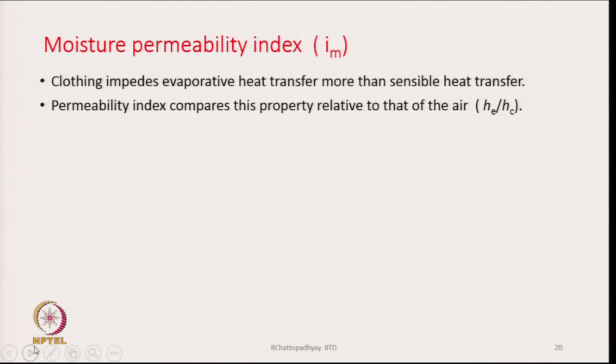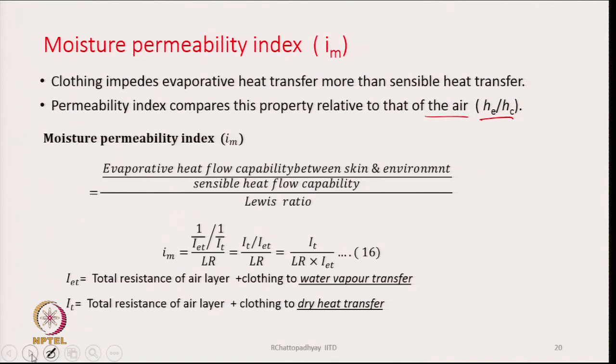Permeability index compares this property relative to that of air. How is it going to compare? Now, look at this moisture permeability index. What is this? It is the evaporative heat flow capability between skin and environment divided by sensible heat flow capability, divided by Lewis ratio.